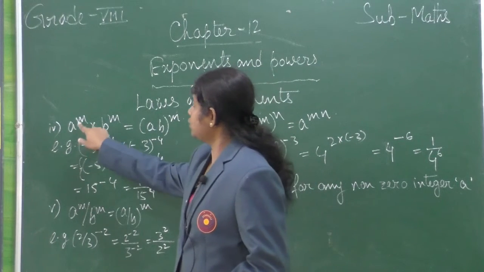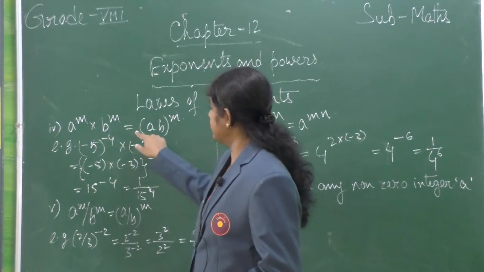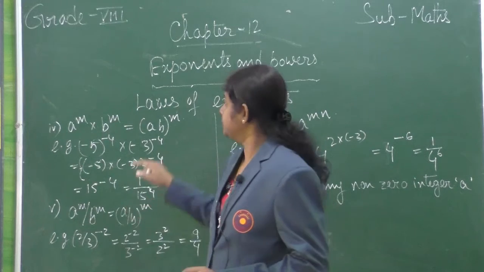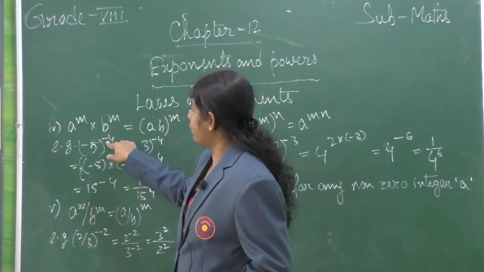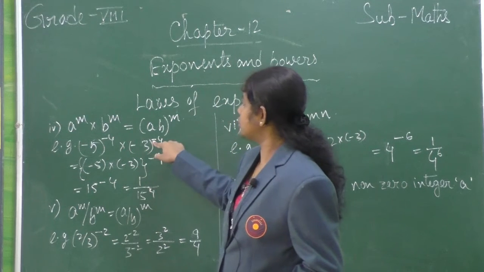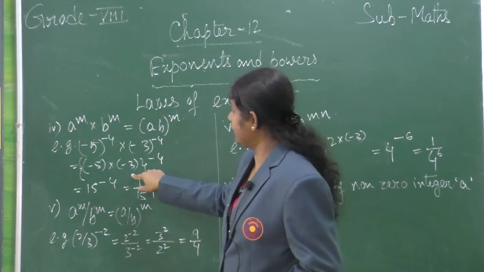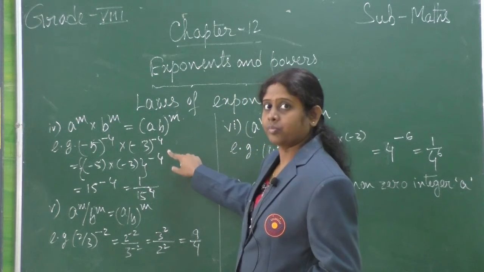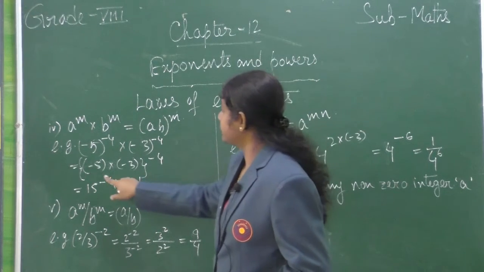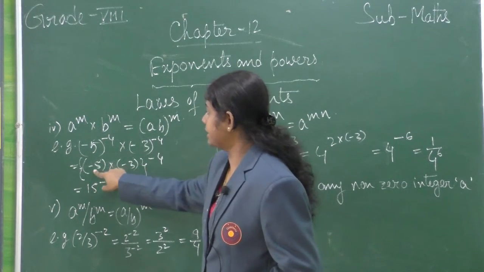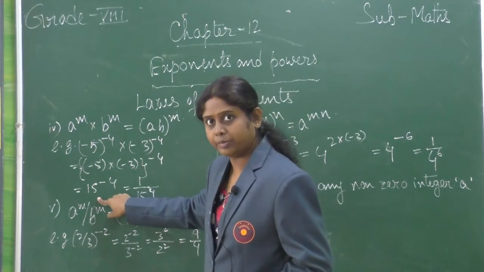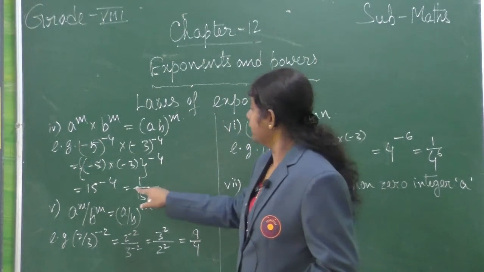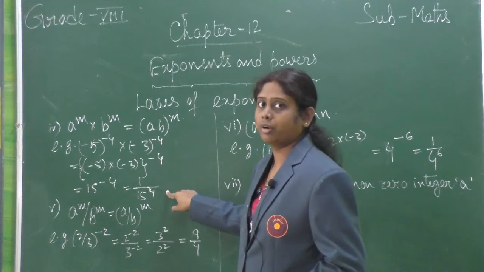Fourth law: a to the power m into b to the power m is equal to ab whole to the power m for any non-zero numbers a, b. Example: minus 5 to the power minus 4 into minus 3 to the power minus 4 is equal to minus 5 into minus 3 whole to the power minus 4 using this law. Next, minus 5 into minus 3, minus minus plus, 5 into 3 gives you 15. So 15 to the power minus 4. We can write this as 1 by 15 to the power 4.